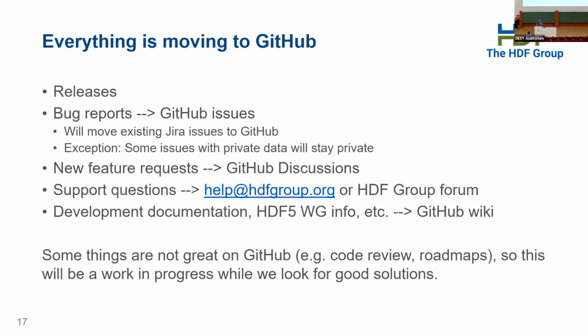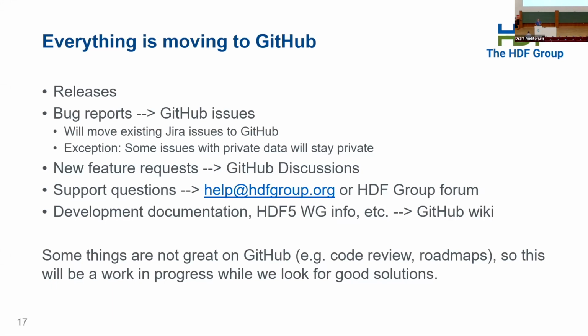And like I said, everything's moving to GitHub. So releases, bug reports, GitHub issues are moving there. We're going to try to move the existing Jira issues to GitHub, some of them. Not everything needs to move. And we have issues in Jira that have private data, so those will not move. But we want to move everything there so that it's all transparent and not hidden in our on-prem Jira system.